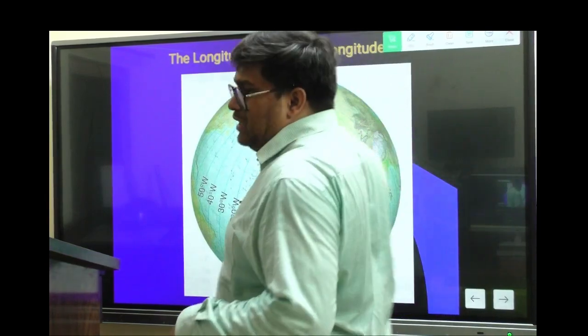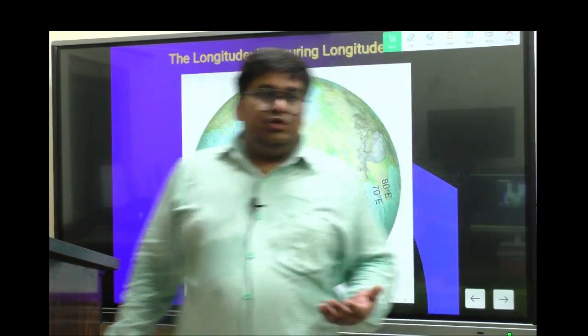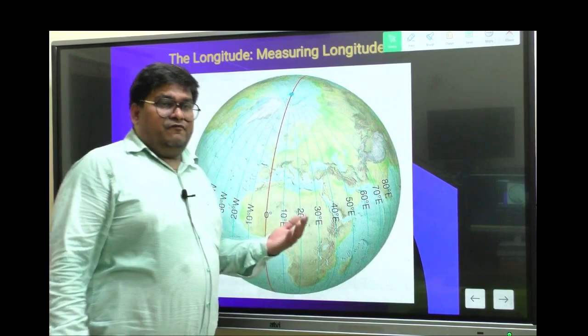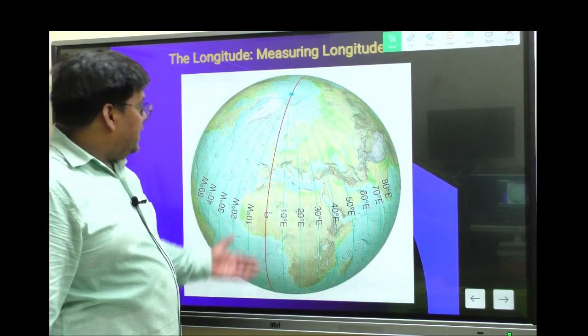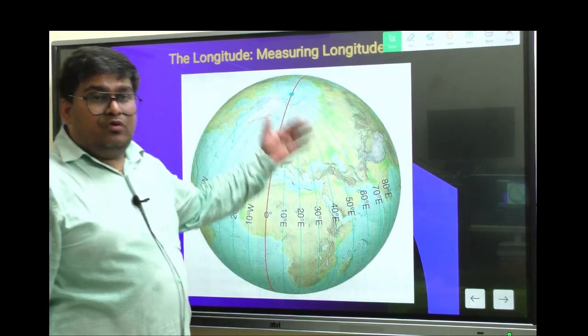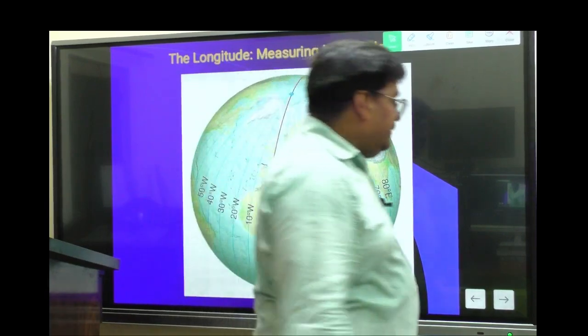Okay, this is a bigger picture, so that you can feel how the longitudes are running from the North Pole to the South Pole. Okay, all right.